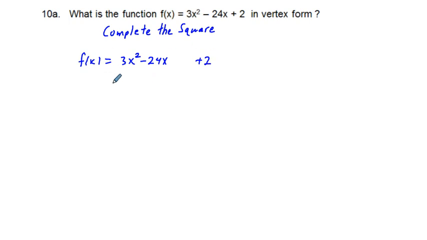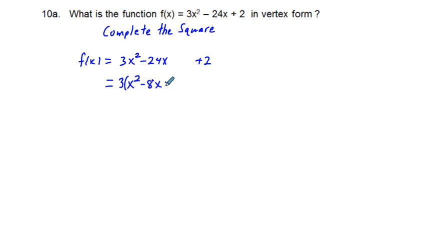And what we're going to do, first of all, is try to get rid of this coefficient in front of the x². So what do we factor out of this 3x²? We have a 3 that's factored out. So you have 3 times x². And if we factor out a 3 from this negative 24x, what do we have left? Well, we have negative 8x.